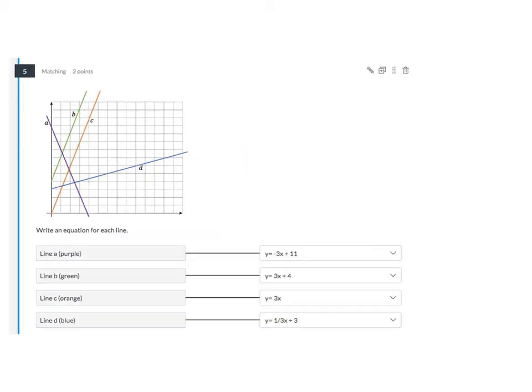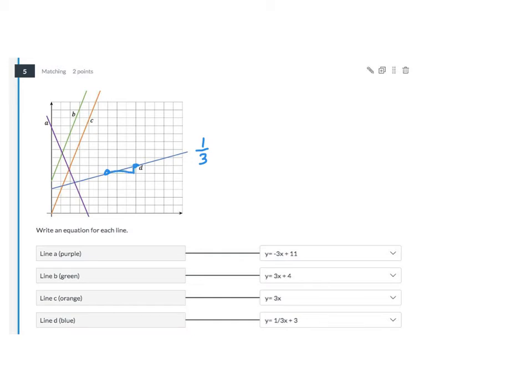All right, so what we're going to do is write equations for the lines. We were talking about slopes from the last one, and we looked at D. D had a slope of 1 over 3. We picked 2 points, found our slope triangle, and we have 1 over 3.